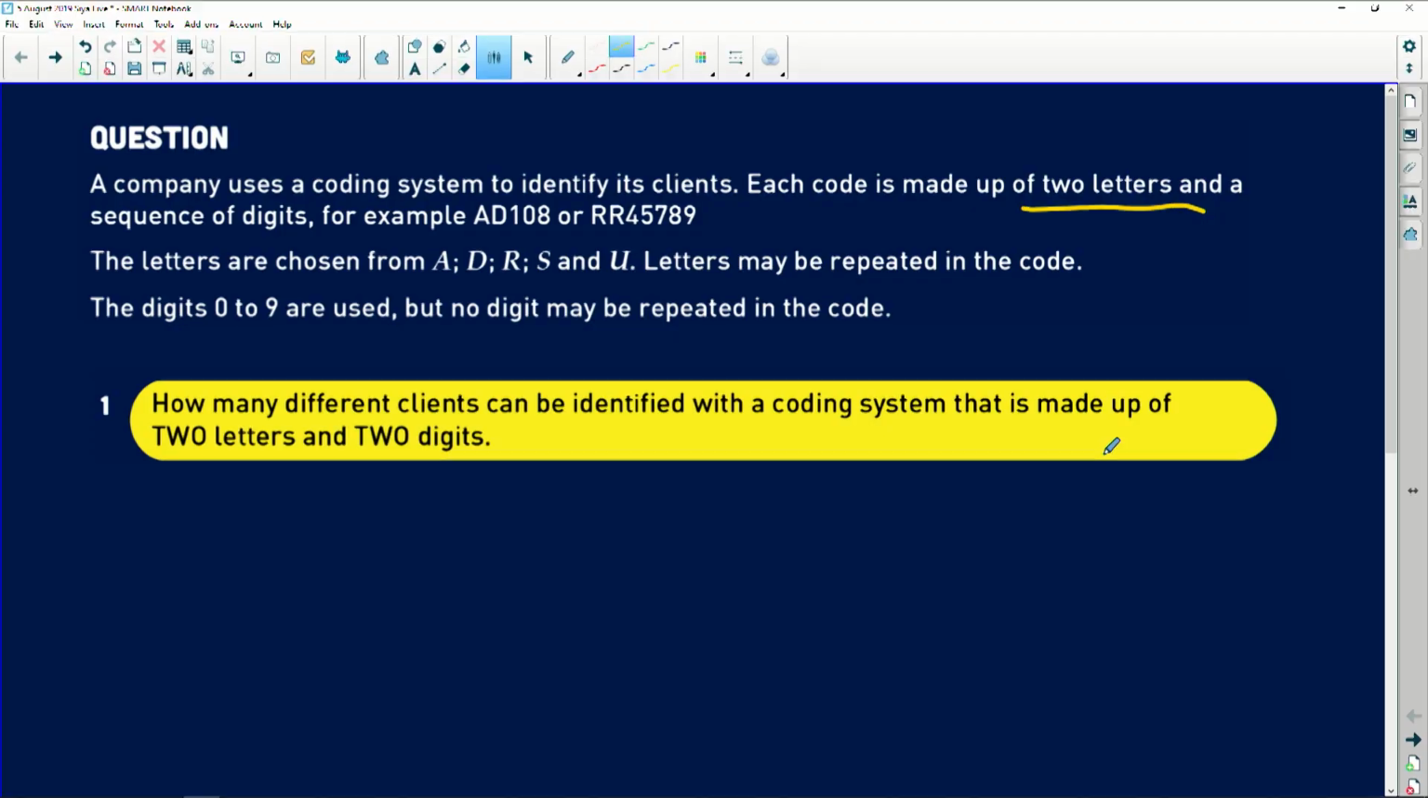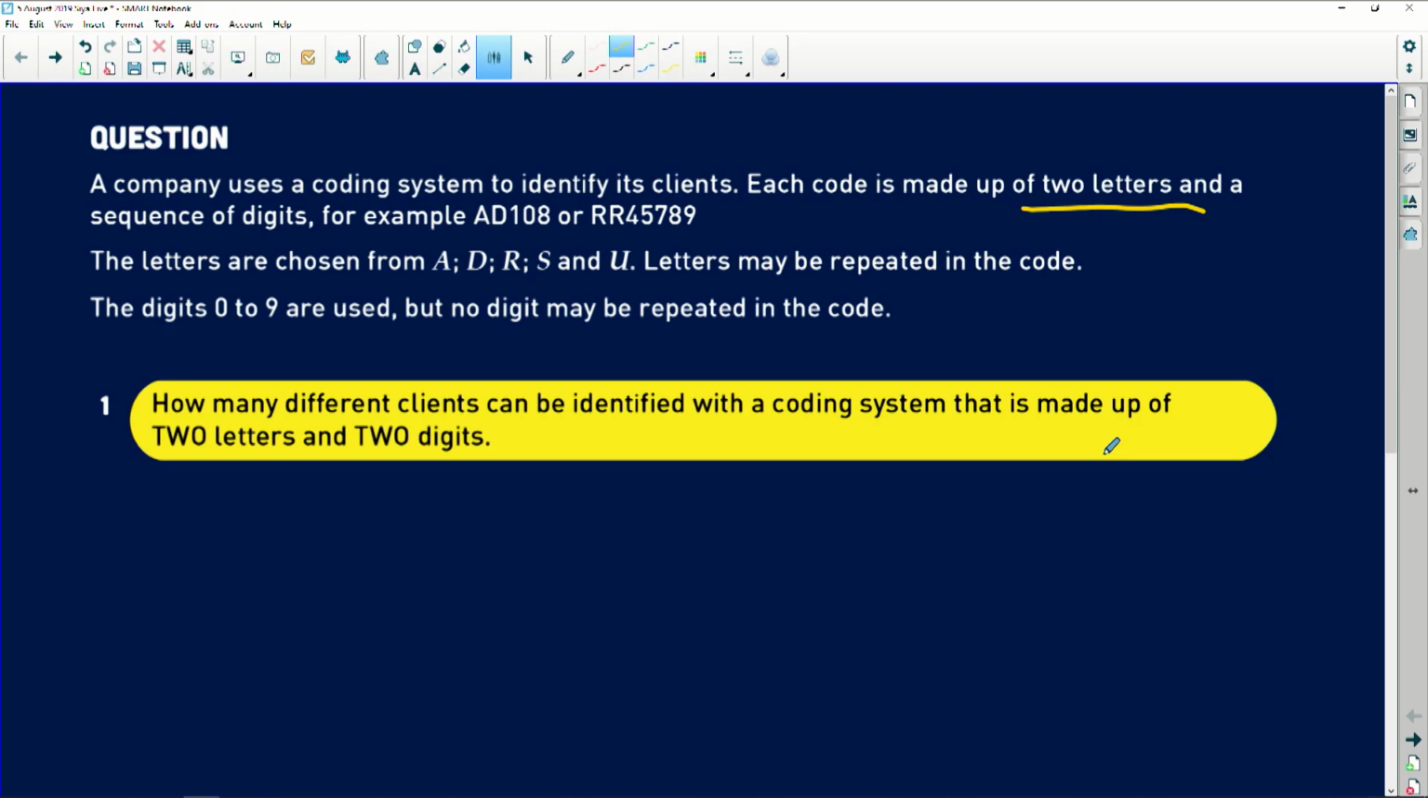RR45789. Now, the other thing that you need to think about here is that they are not specifying how many digits there are. They're just telling you that it is a range of digits. But what you do know is that there are only two letters. So that's one thing you need to be thinking about before we continue with anything.